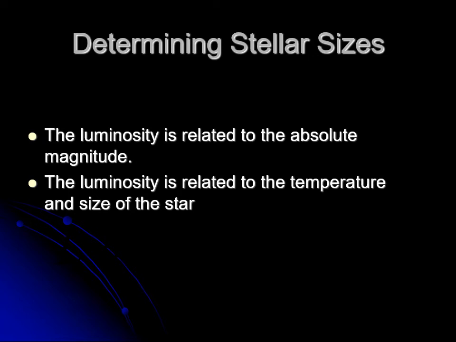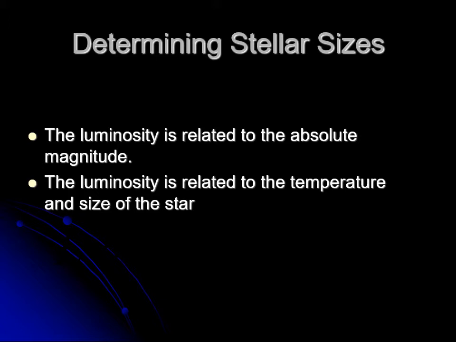So we've discussed spectral types of stars, and we've indicated that the absolute magnitude could be related to the size of the star. Luminosity. The luminosity is the total energy output per time. So it's the power of a star. It's related to the absolute magnitude.